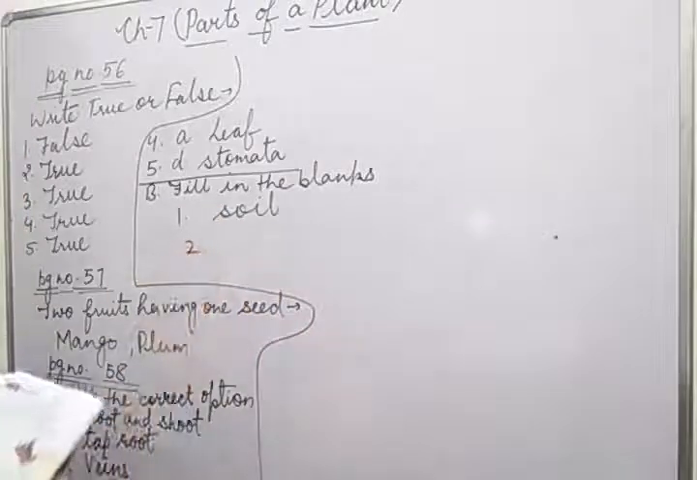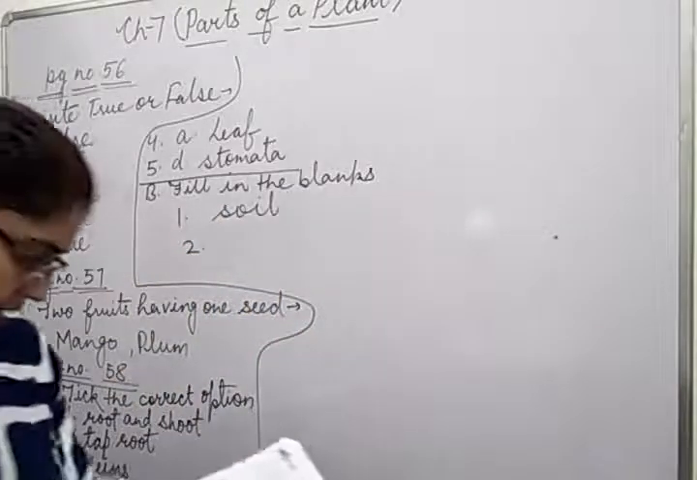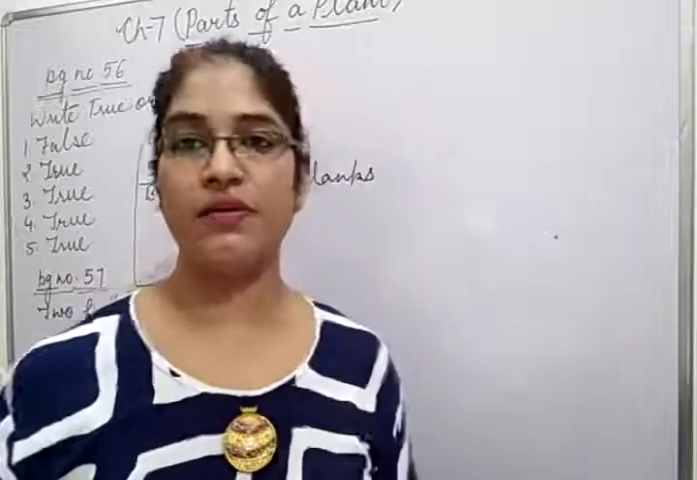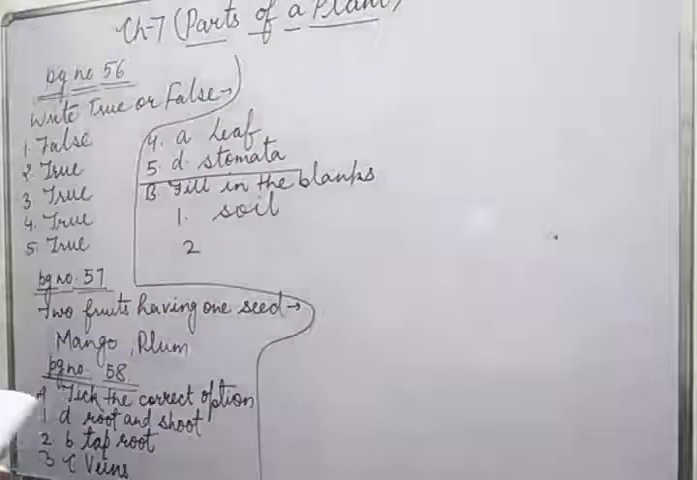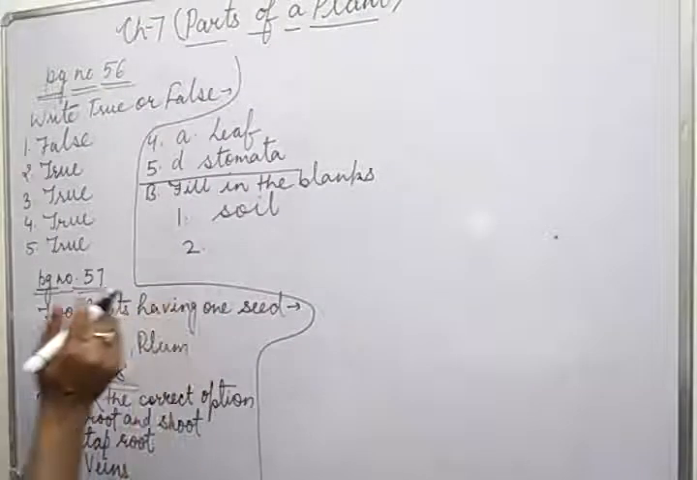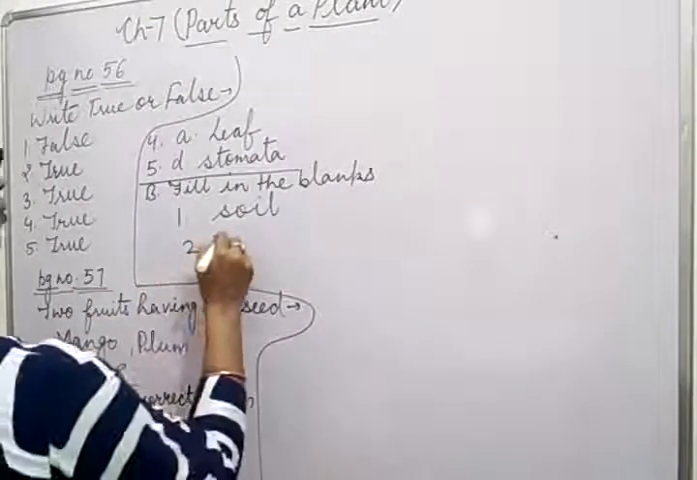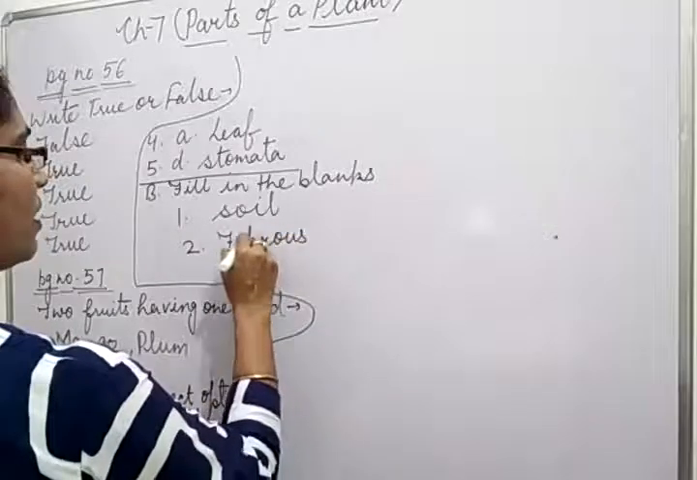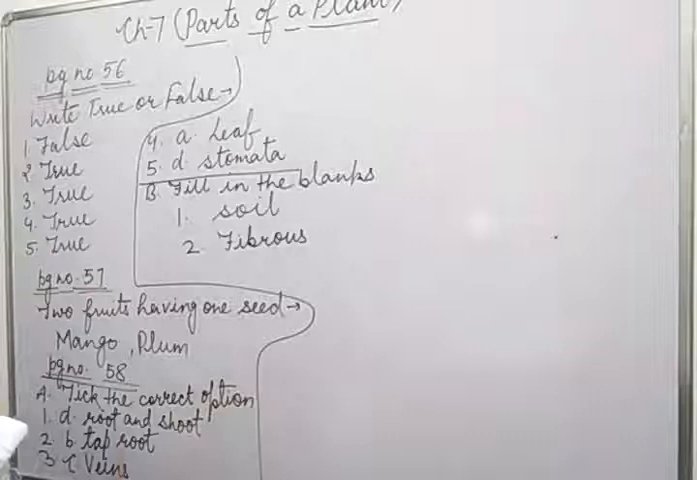The second question is: dash roots are found in sugarcane and onion. Which roots are found in sugarcane and onion? Is that fibrous, tap and tiny? So you will write down fibrous, and root is already written there.